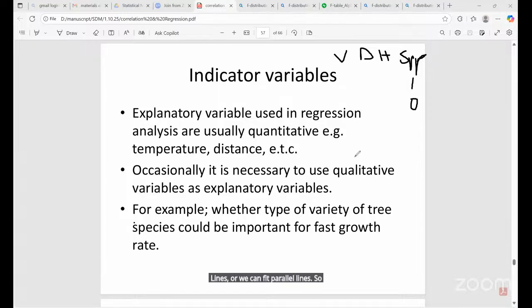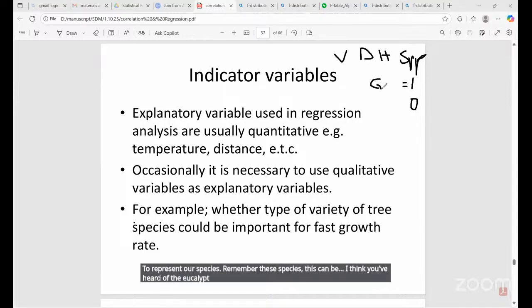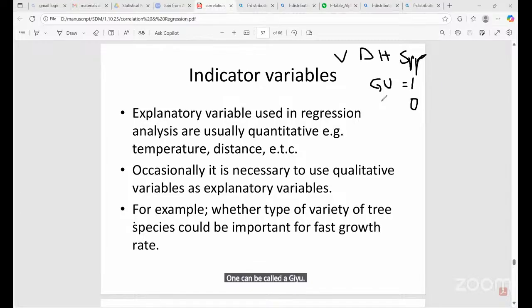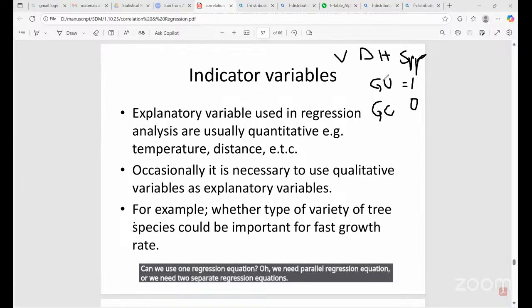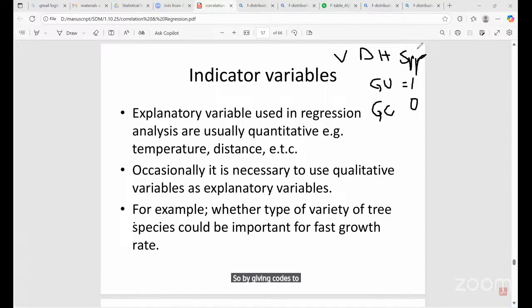So in that case, we create a new variable to represent our species. Remember, this can be, I think you've heard of the eucalyptus clone. One can be called GU, another GC. So if we want to predict the volume for GU and GC, can we use one regression equation? Or do we need parallel regression equations? Or do we need 2 separate regression equations? So by giving codes to GU and GC, we are able to model our data.